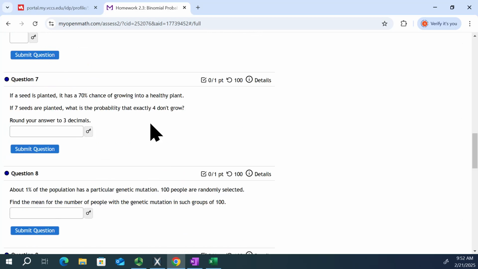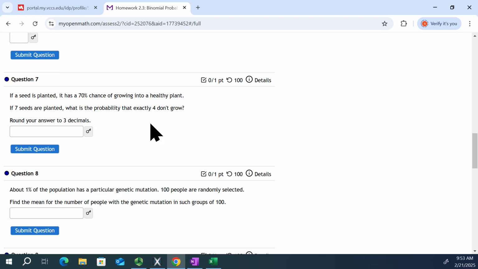This is a trick question. If a seed is planted, it has a 70% chance of growing into a healthy plant. Birds will sing, butterflies will fly. If 7 seeds are planted, what is the probability that exactly 4 don't grow? What's the hitch in this?